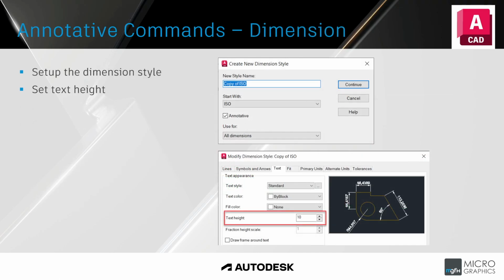When it comes to dimensions, the workflow is typically the same. We go to our dimension style, give it a new name, make it annotative, and then put your text height in. Obviously it'll differ depending on the size of paper that you've got, A3 versus A0. For A0, you want your text height to be a little bit bigger so that you can actually see it once you've printed it out.